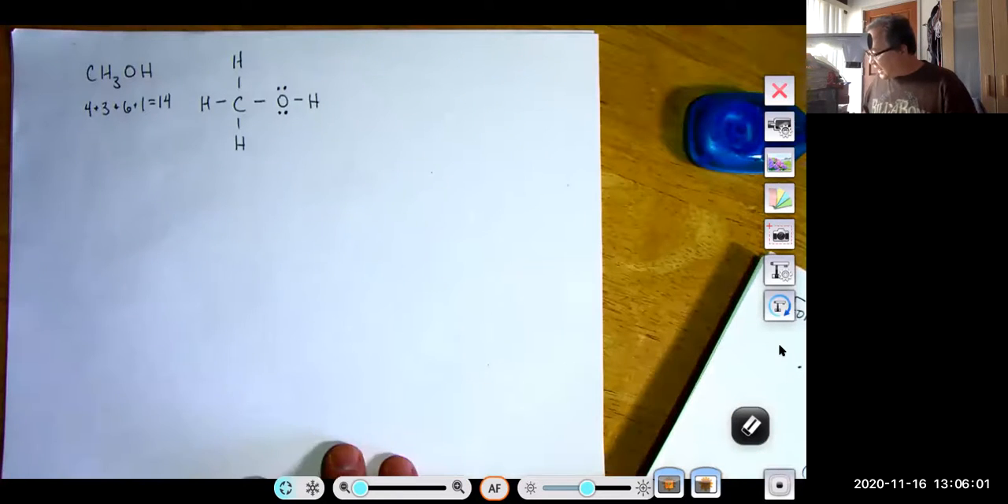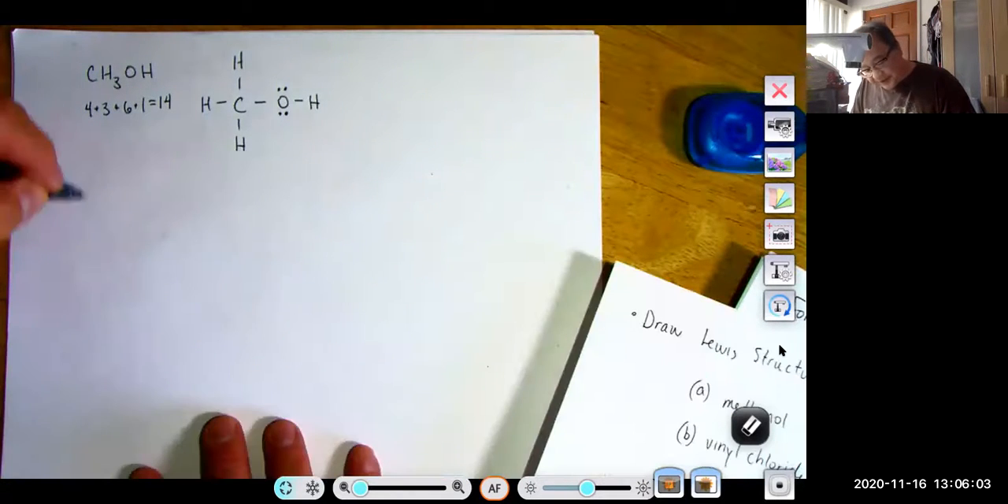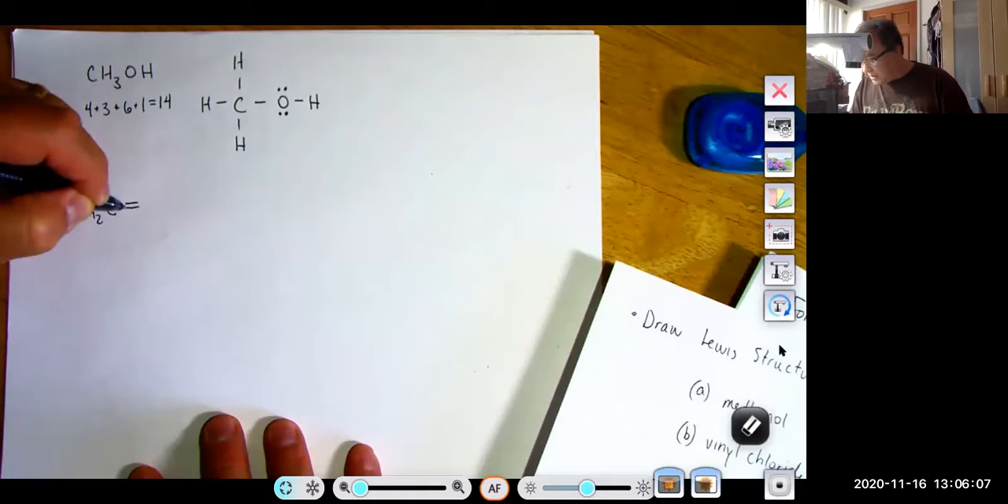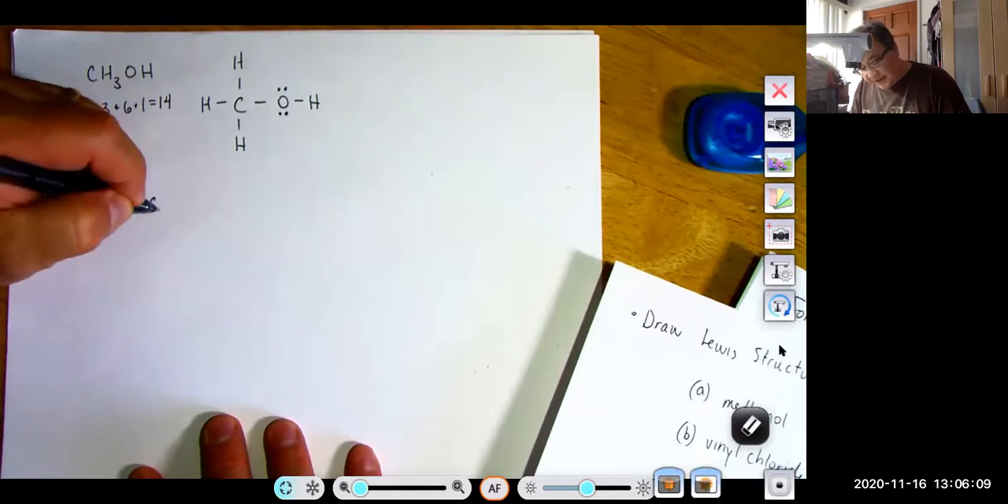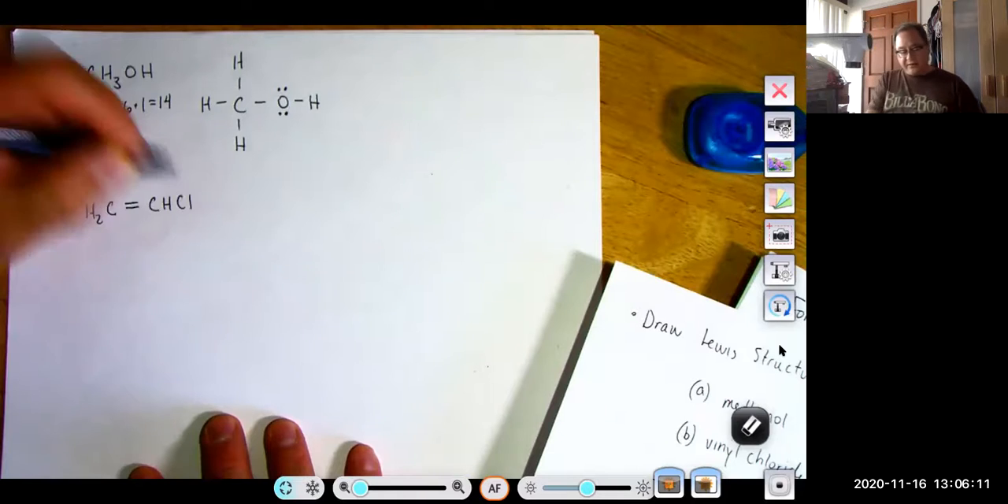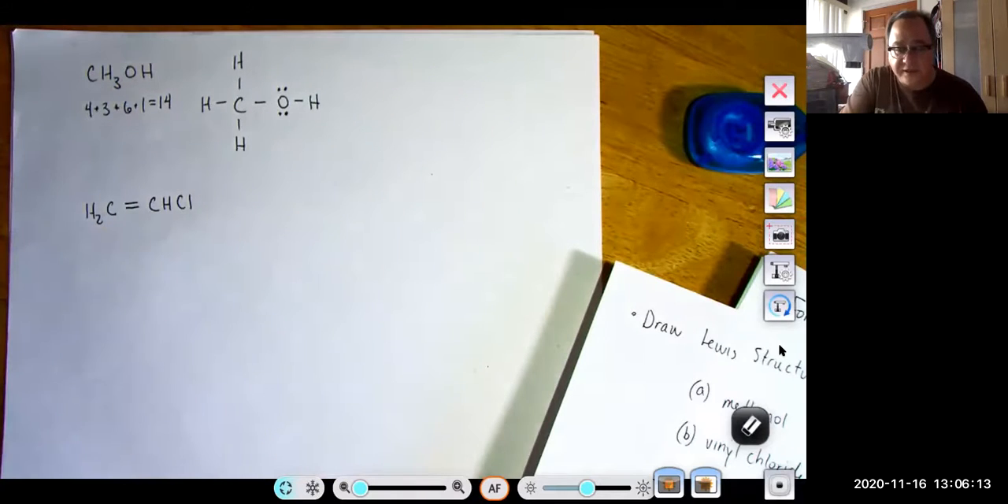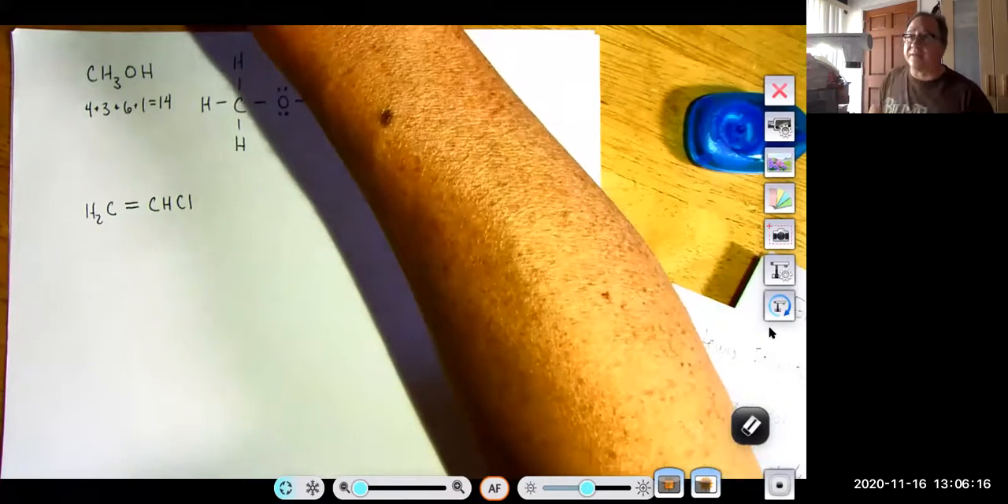Okay, so the next one I have for us to do is this H2C, what looks like a double bond there, CHCl. Try and get the Lewis structure for this guy. And when you're done, give me a thumbs up.